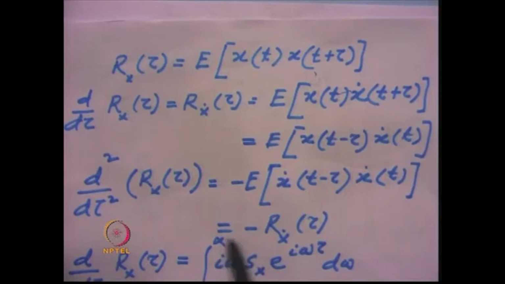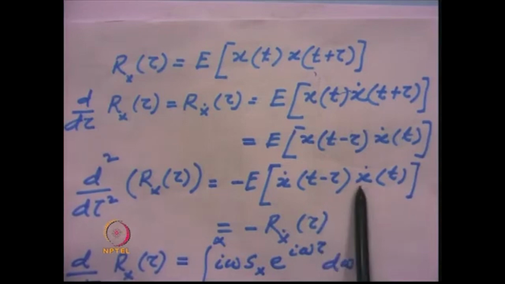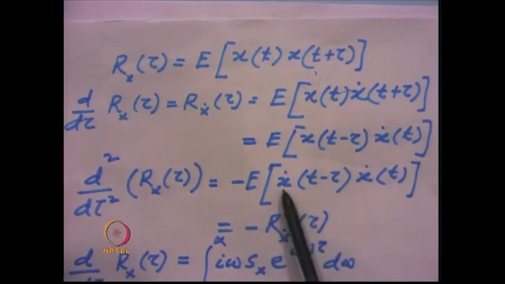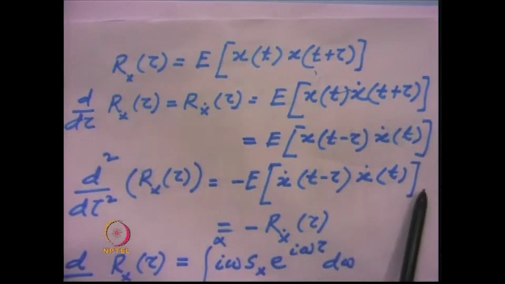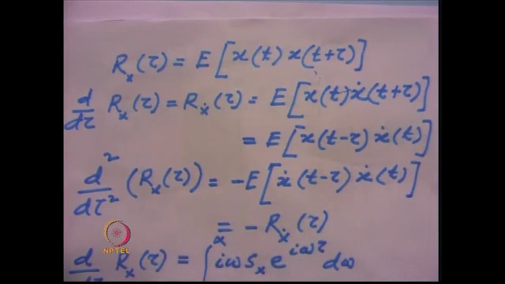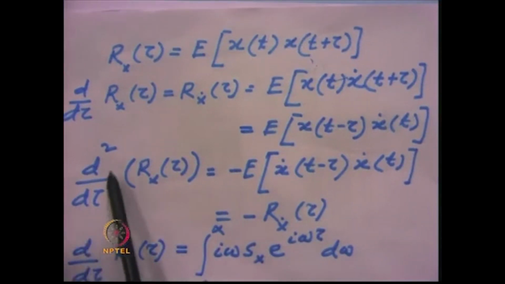and this becomes by definition minus r x dot tau, because the autocorrelation function of velocity will be expected value of x dot t minus tau into x dot t, or x dot t into x dot t plus tau, whatever way you wish to define. So, we see that d2 d tau 2 of r x tau is equal to minus r x dot tau.